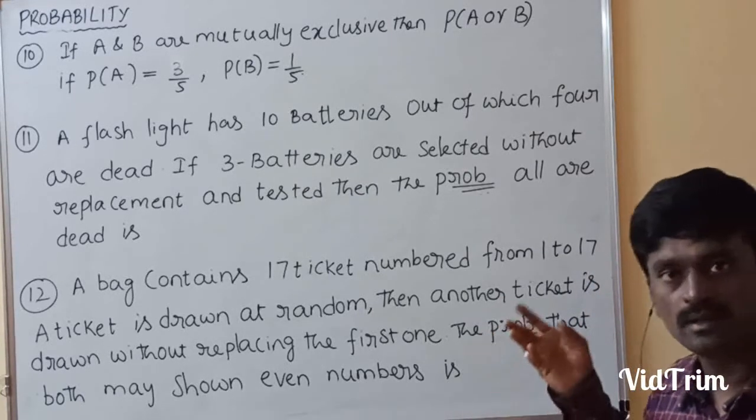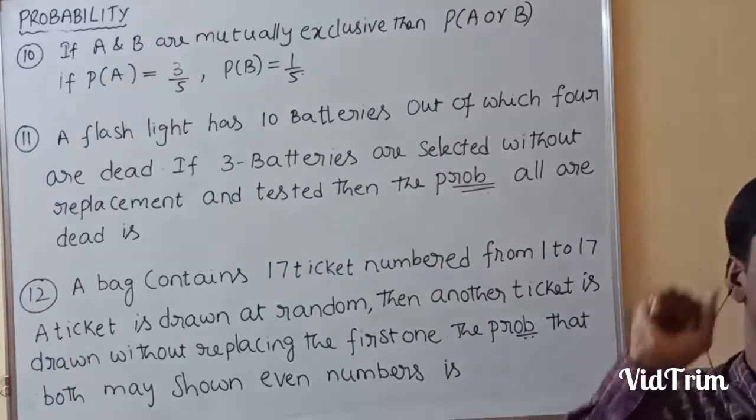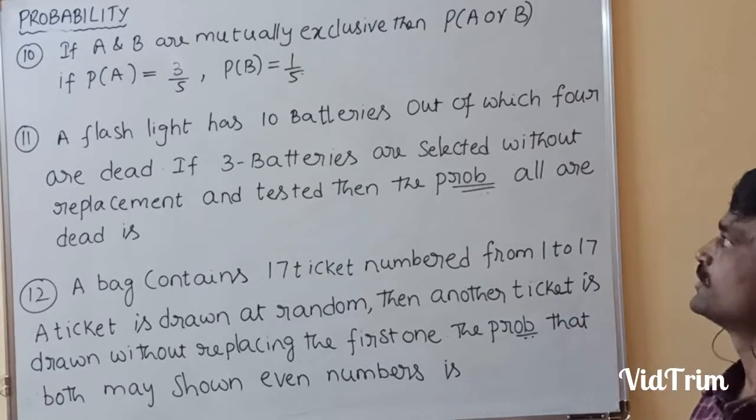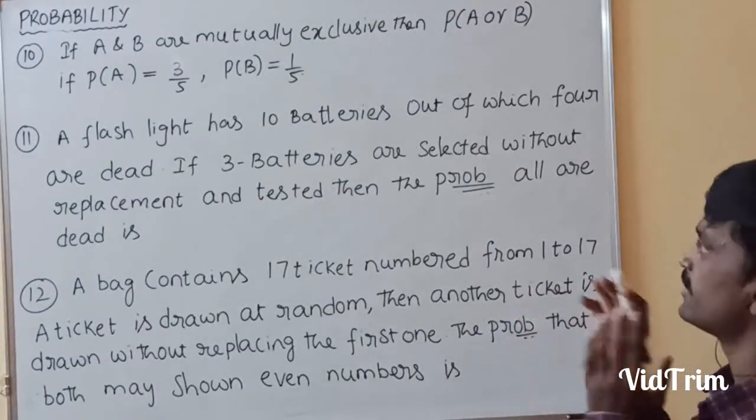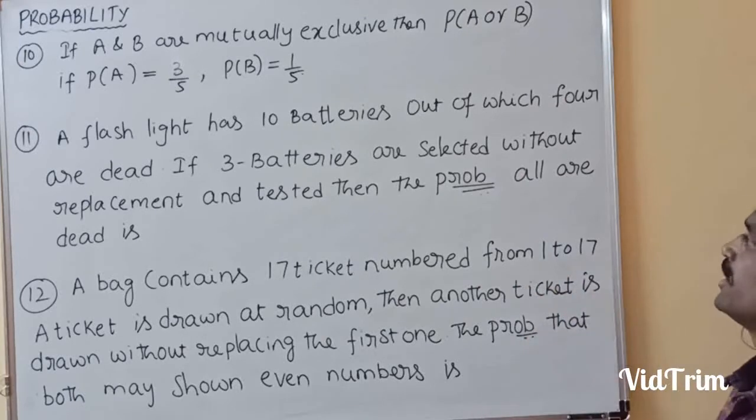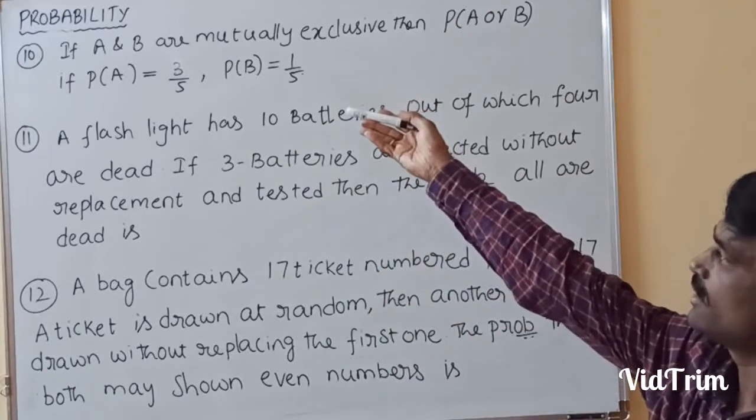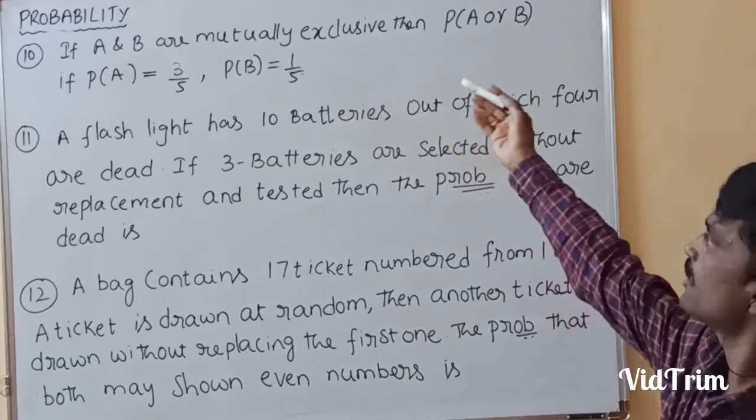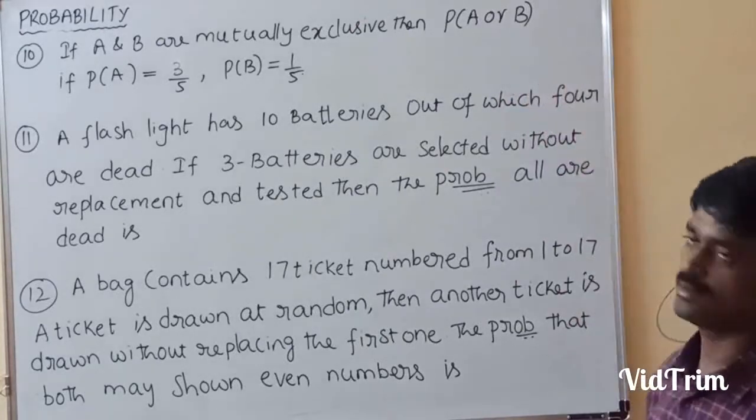Reading the question only takes time, but writing the answer is hardly 5 seconds. The first one is hardly 2 seconds only. If you understand the question, by reading the question only you can get the answer. See here, first look at the 10th question. If A and B are mutually exclusive, then what is the probability of A or B?